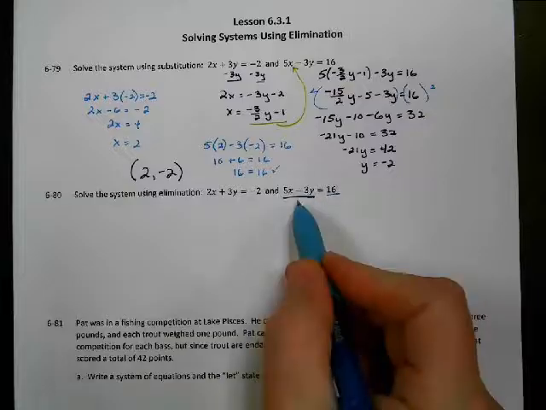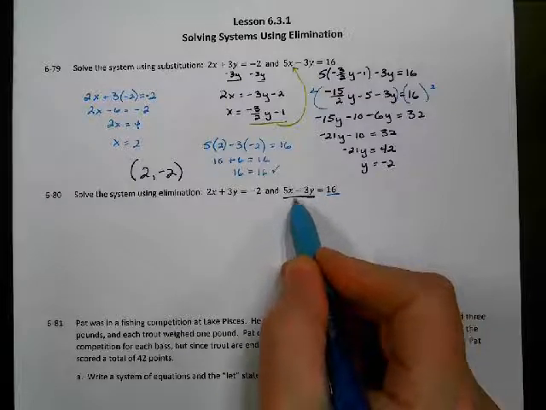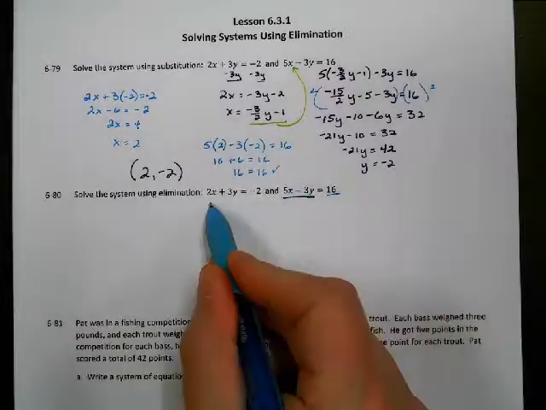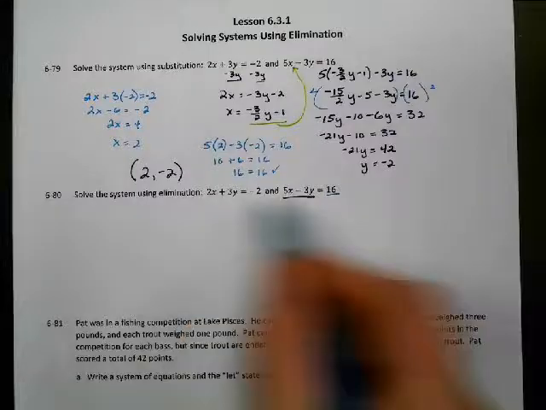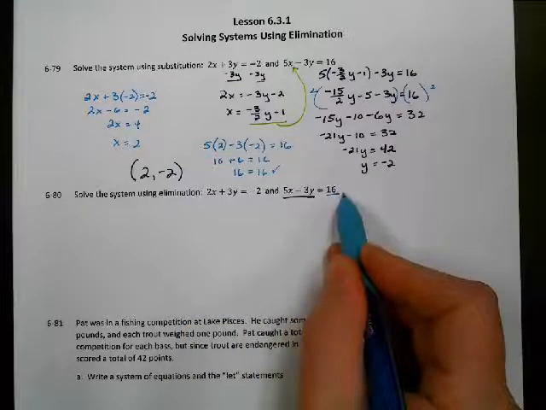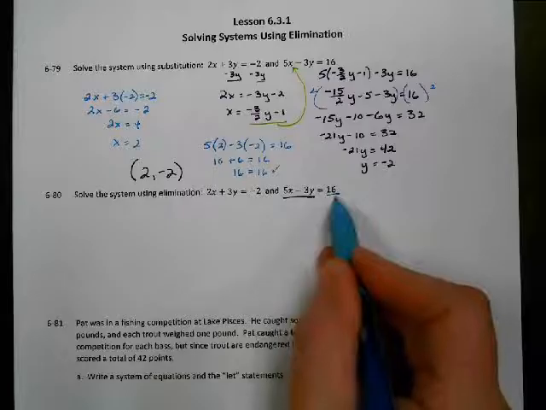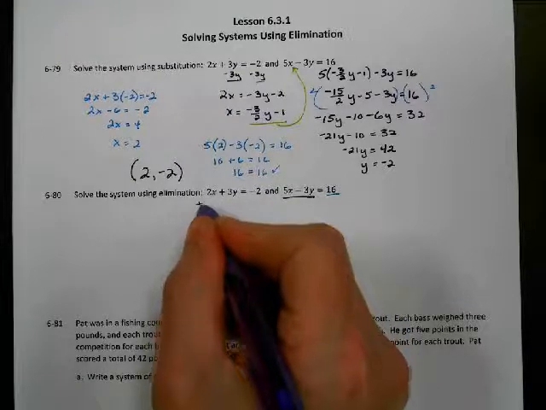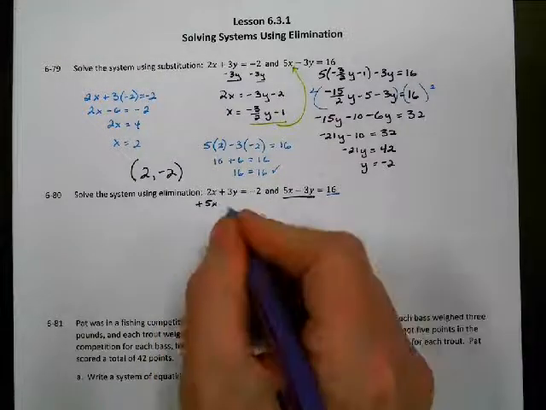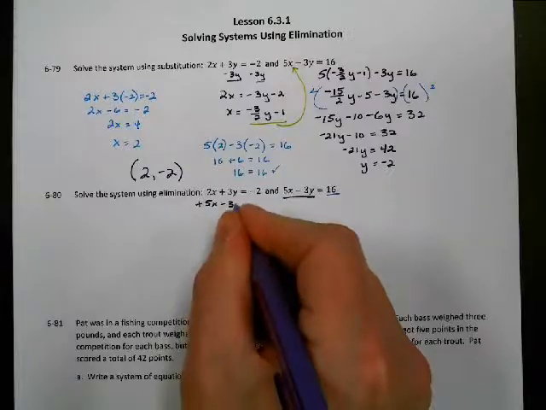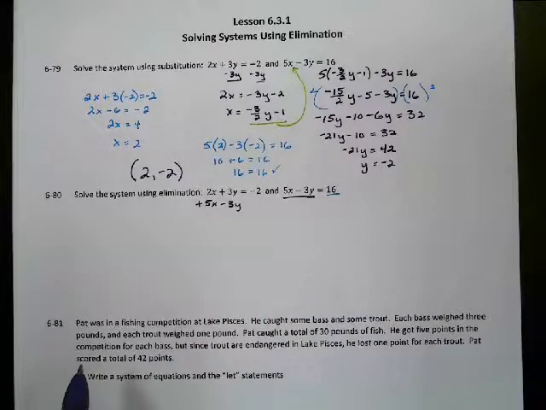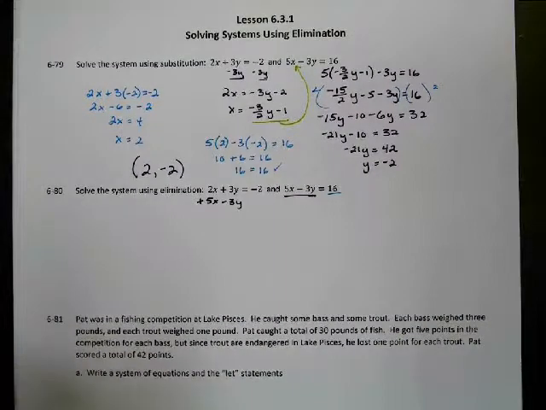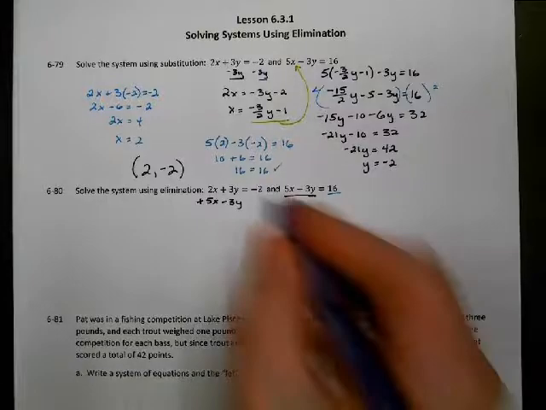So what I can do is add this to one side of the equation and then add this to the other side of the equation because they equal each other. So my equation's still going to balance out. So I'm going to add 5x minus 3y to this side of the equation. On the other side of the equation, I'm going to add 16.